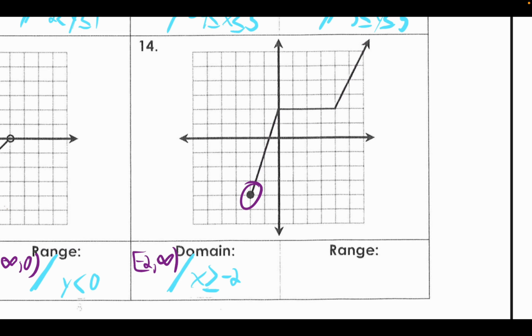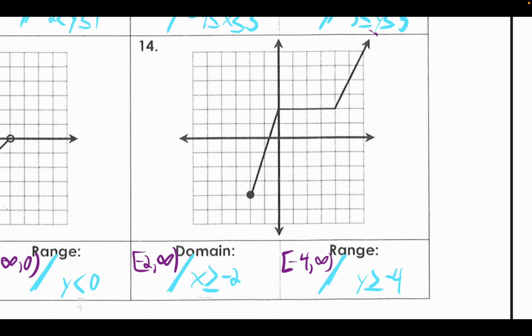The range is low to high. So the lowest number we see is -4 for the y values, all the way up to infinity. And that, assuming that -4 would be a bracket. Or the inequality y is greater than or equal to -4. -4 and anywhere above it.